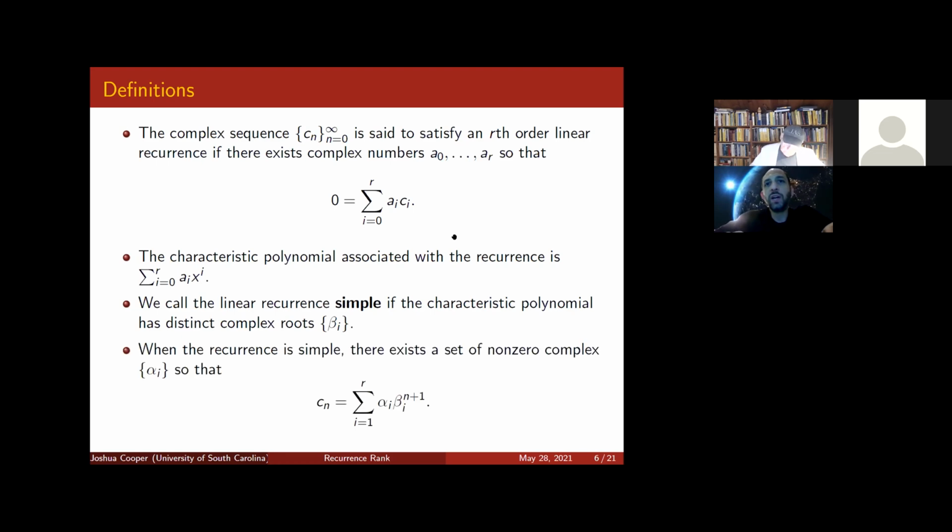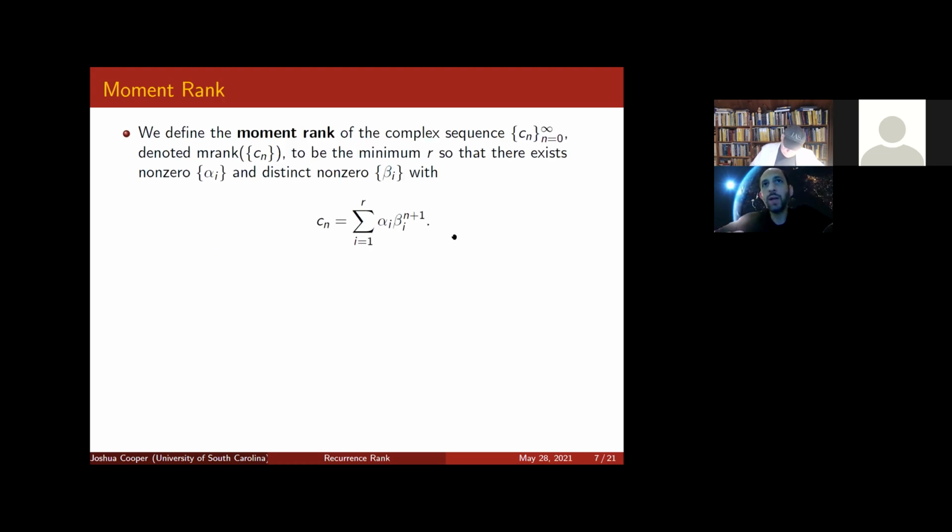When it is simple, that means that there's a set of distinct non-zero complex alpha_i's, so the beta_i's are distinct, the alphas not necessarily, so that c_n can be written as a linear combination of the powers of betas, which should look familiar from what I was just saying about writing the coefficients as a sum of powers of roots. So let's define the moment rank of a complex sequence. I'll just write mrank of the sequence to be the smallest r so that there exist some non-zero alphas and some distinct non-zero betas, r of them, so that c_n is this sum.